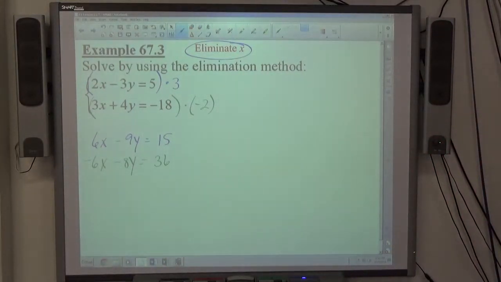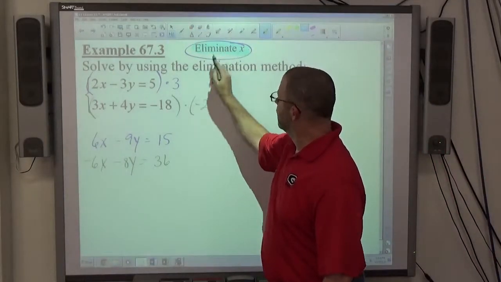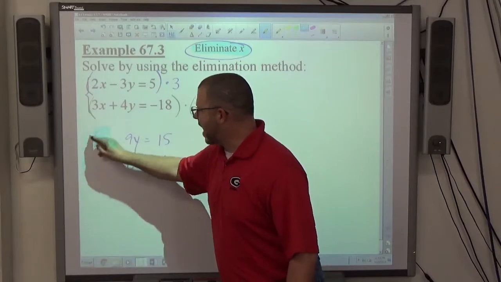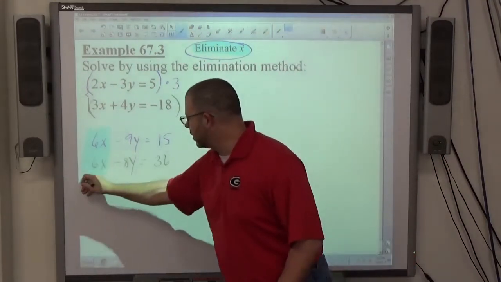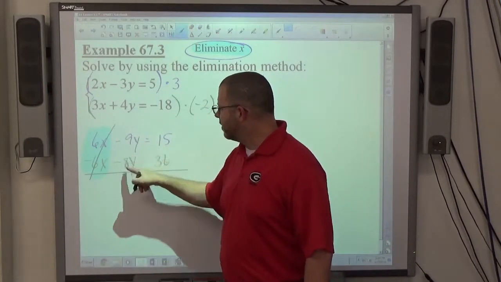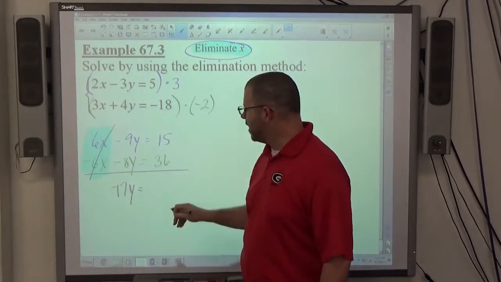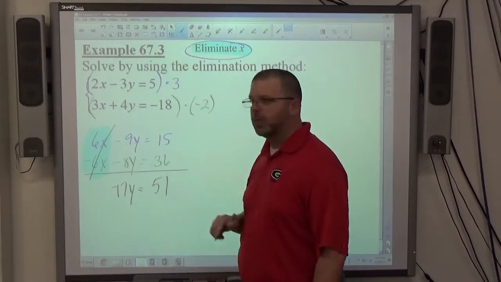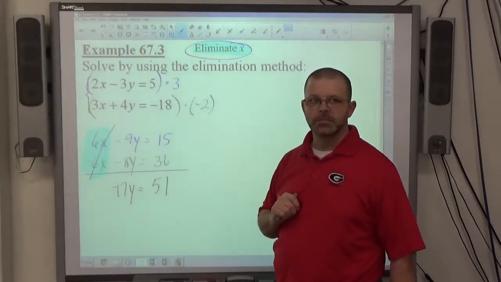If you do that step correctly, whatever it is you decided to eliminate, you should be looking at that exact picture there. The two coefficients are opposites of the same number. 6x minus 6x goes away. Negative 9 minus 8 makes negative 17y. 15 plus 36 is equal to positive 51. Same sign added, same sign added.